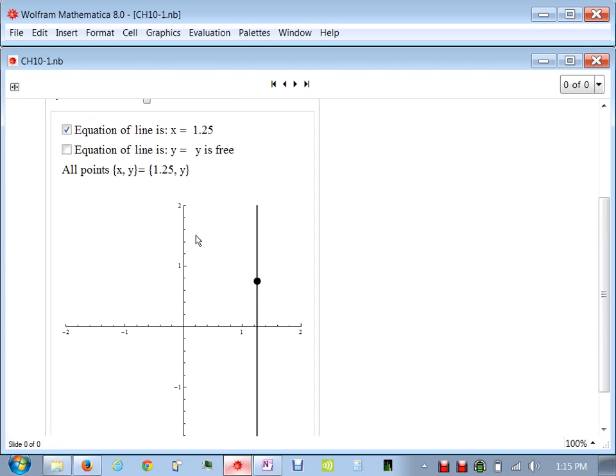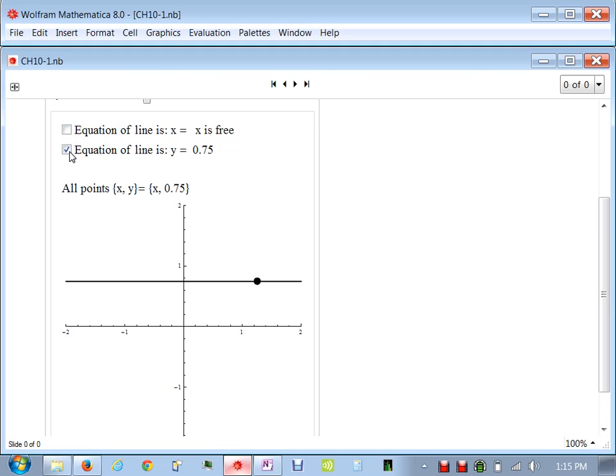Now we could do it the other way in R2, and instead of saying x is a number, we can say y is a number. So what are we going to get if we do y as a number? We'll get a horizontal line instead.